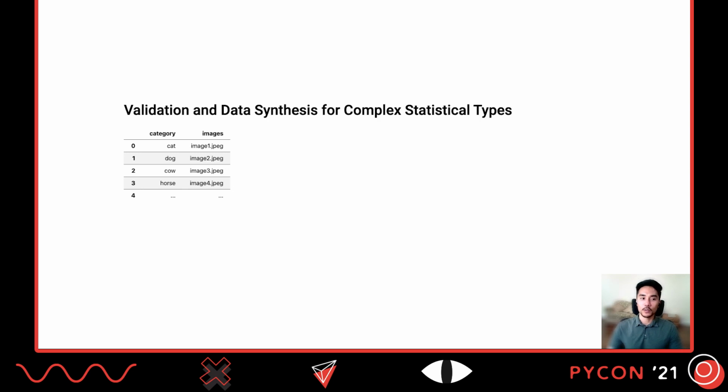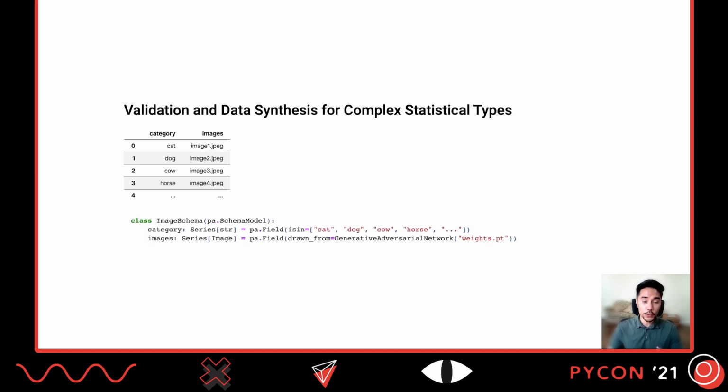For example, an image dataset with a particular set of categories describing those images. In theory, it would be possible to define a schema like this, where we have an image type that points to a JPEG file. And at validation time, that file is read into memory and passed into a GAN to verify that the image is drawn from a similar distribution as what we saw during training time. This might be useful in production to at least warn us when an image is out of distribution.